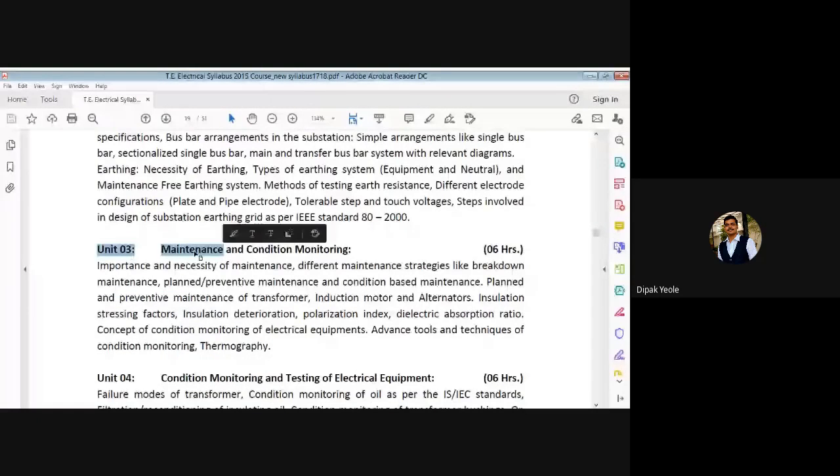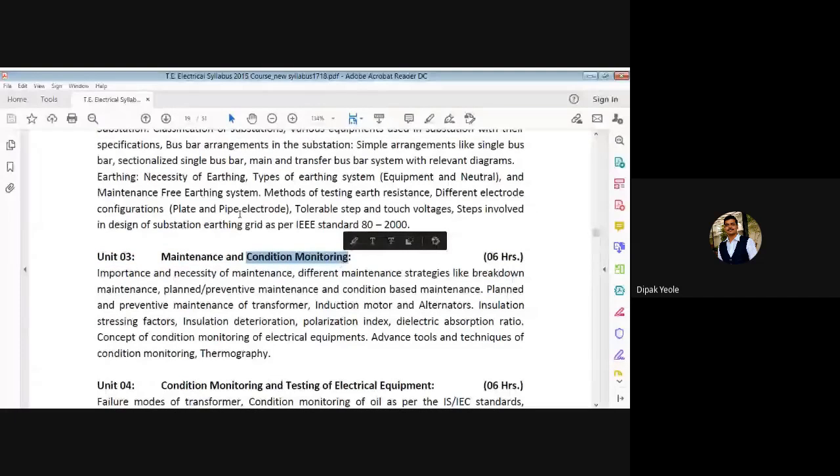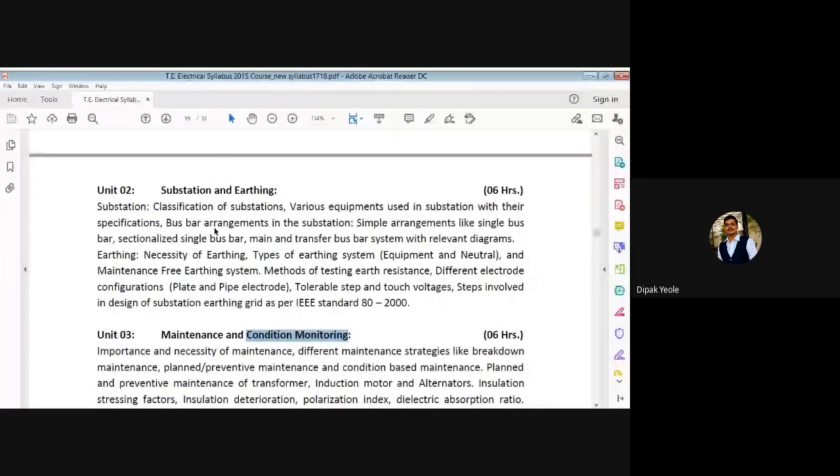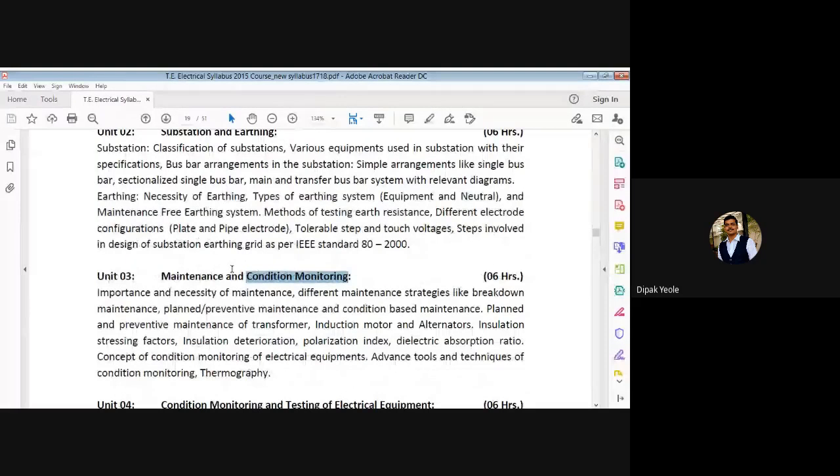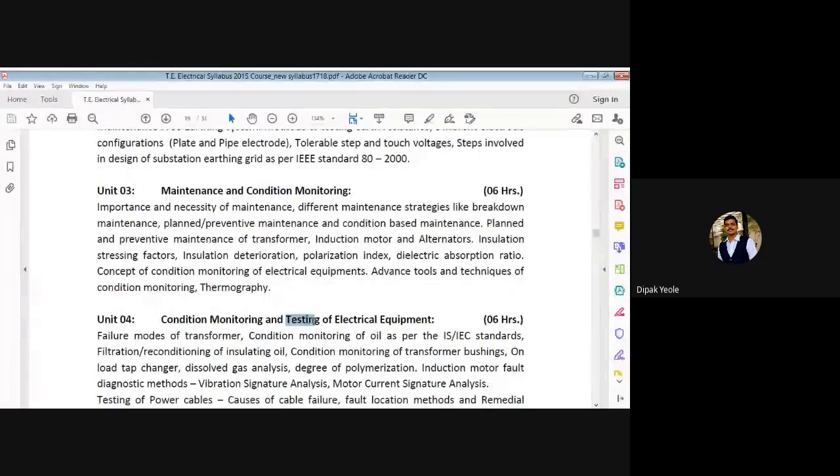Yes, so we have developed the electrical installation. Now we have to do the maintenance, आणि नंतर आपल्याला काय करायचंय, टेस्टिंग करायचं आहे. Yes, so this is related to your syllabus. In the next class we'll start with unit number 3. I hope you understood today's session.